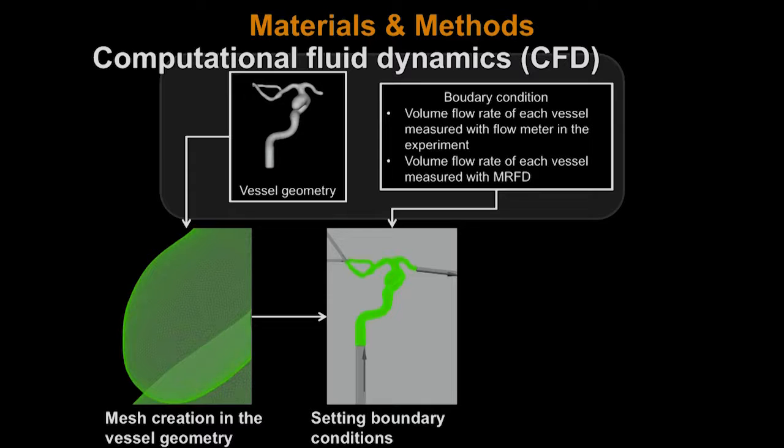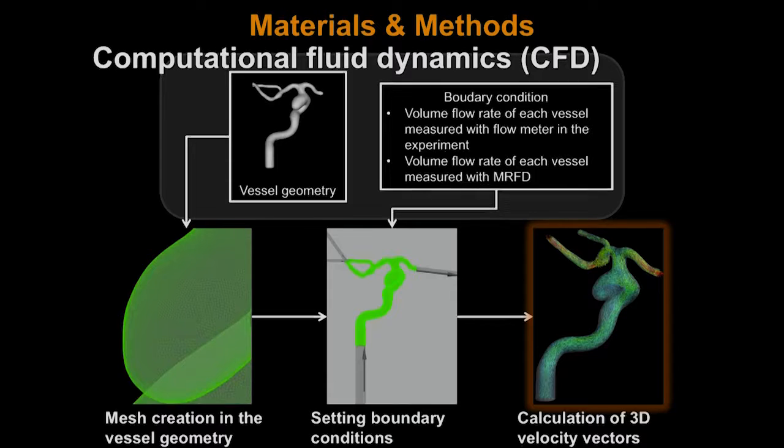And for setting boundary conditions, we use these boundary conditions. For the silicon model experiment, we use the volume flow rate of each vessel measured with the flow meter, and for the human volunteer study, we use the volume flow rate of each vessel measured with MRFD. And we calculated the CFD and obtained 3D velocity vectors.